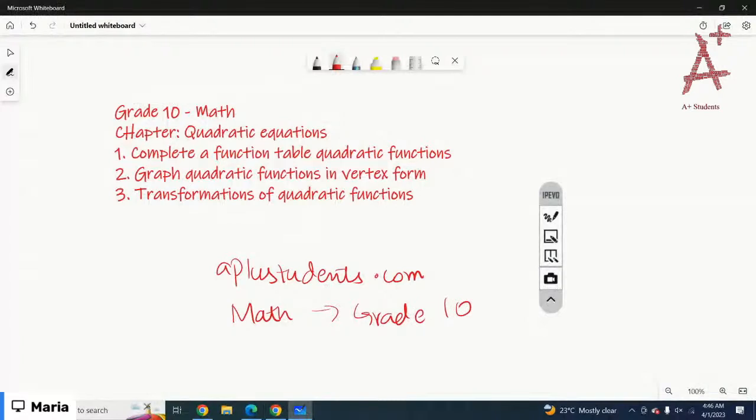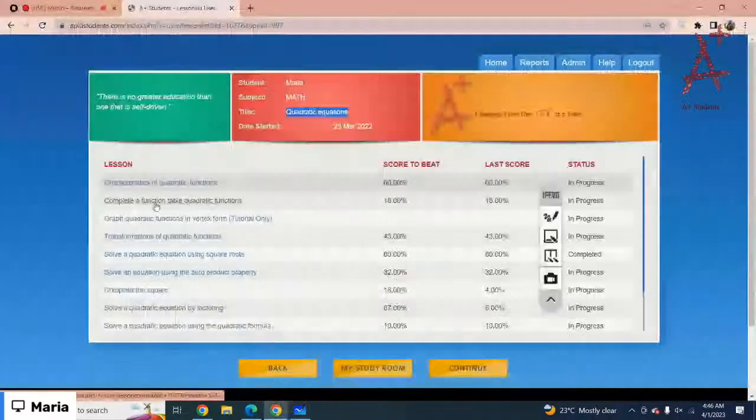There you can find a list of the chapters. We're going to start with the chapter quadratic equation. The lessons we are going to cover are complete a function table, quadratic functions, graph quadratic functions in vertex form, and transformations of quadratic functions. Let's start with the first lesson, that is complete a function table, quadratic functions.